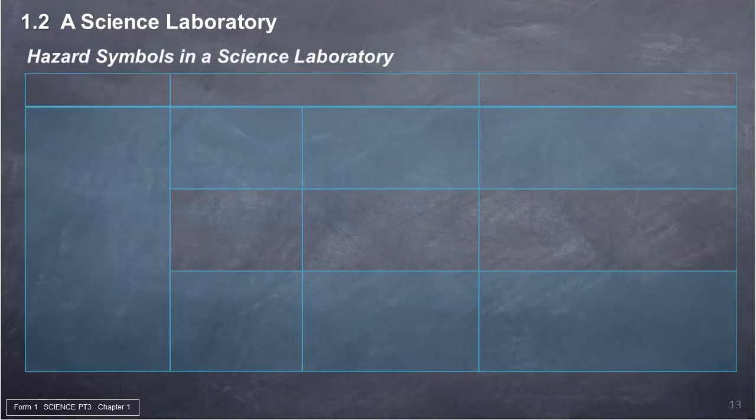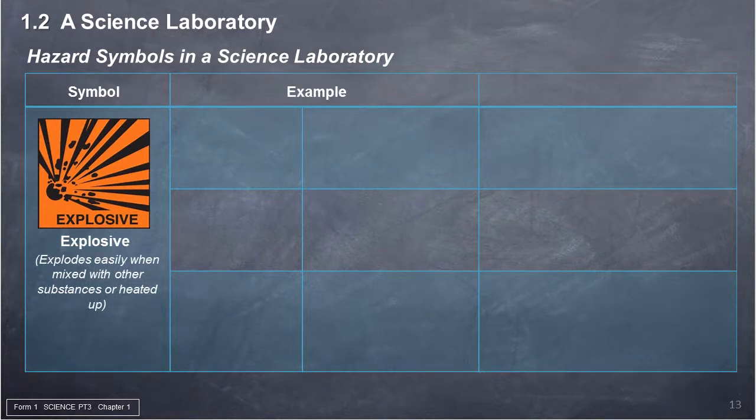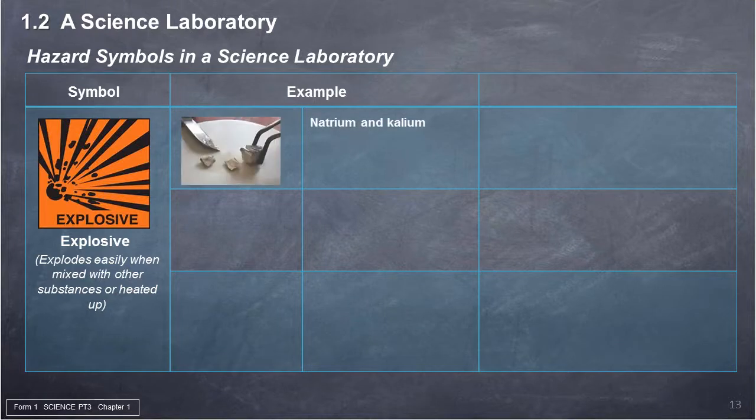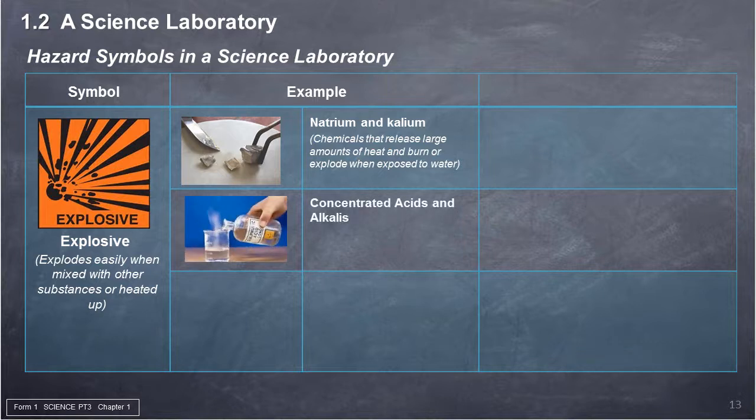Hazard symbols in a science laboratory. Symbol. Explosive. Explodes easily when mixed with other substances or heated up. Example. Natrium and kalium. Chemicals that release large amounts of heat and burn or explode when exposed to water. Concentrated acids and alkalis. Chemicals that can burn skin and contaminate other chemicals.